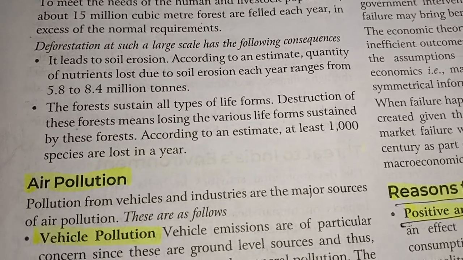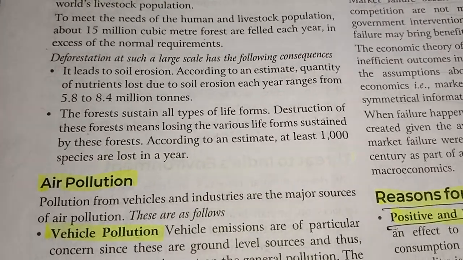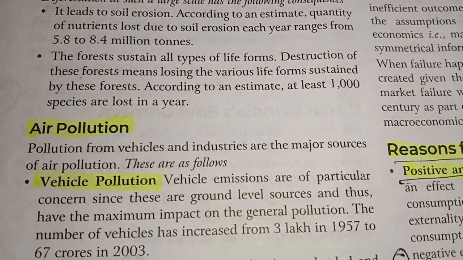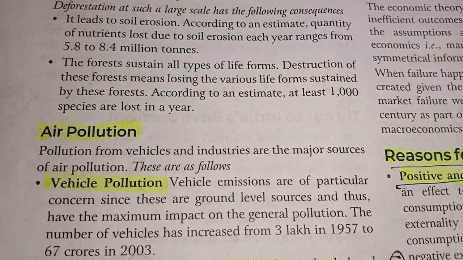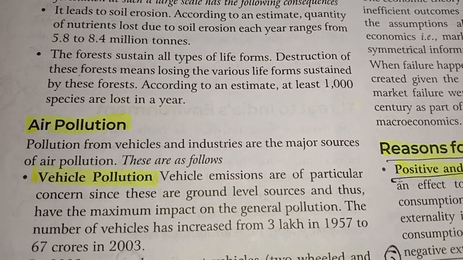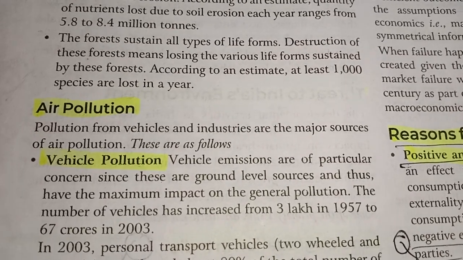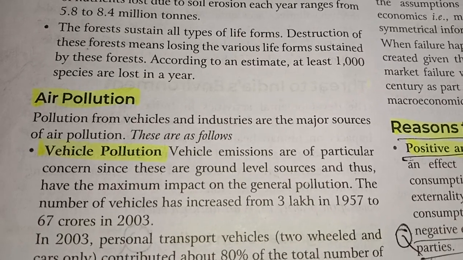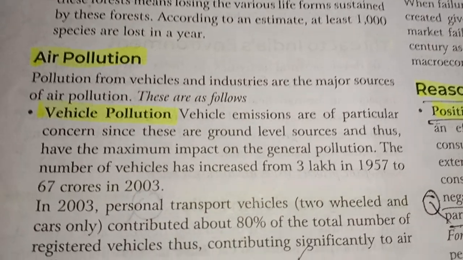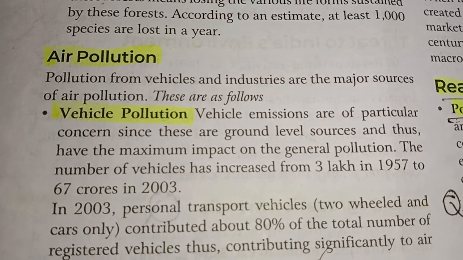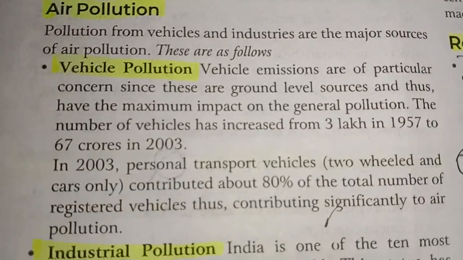Air pollution. Pollution from vehicles and industries are the major sources of air pollution. These are as follows. Vehicle pollution. Vehicle emissions are of particular concern since these are ground level sources and thus have the maximum impact on the general pollution. The number of vehicles has increased from 3 lakh in 1957 to 67 crores in 2003. Personal transport vehicles, two-wheelers and cars only, contributed about 80% of the total number of registered vehicles, thus contributing significantly to air pollution.